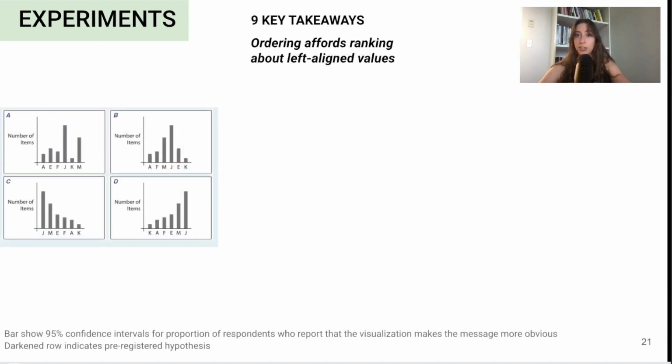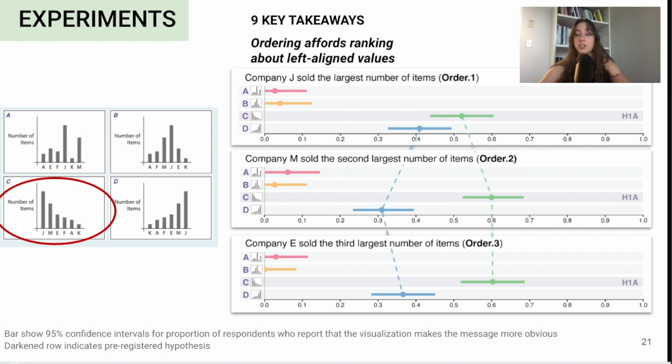In terms of our ordering experiment, we found that for charts that are sorted in descending order from left to right, they make messages about the largest number of items and the second and third largest number of items the most obvious. And we actually find the strength of the signal increases as we move into more nuanced messages. So as you can see, this green confidence interval in the 3rd row continues to move further to the right as we start talking about second largest number of items and third largest number of items.